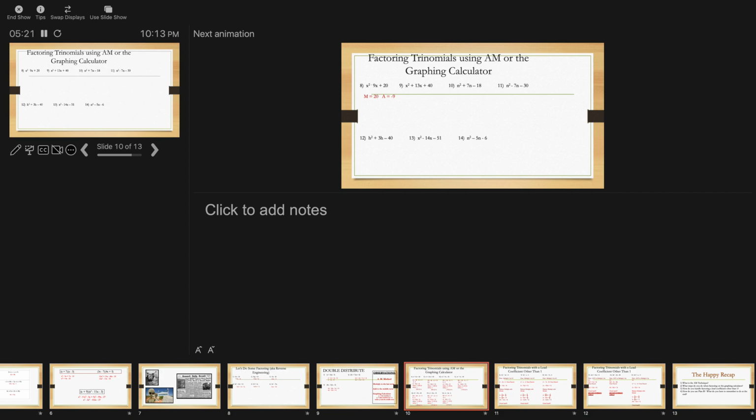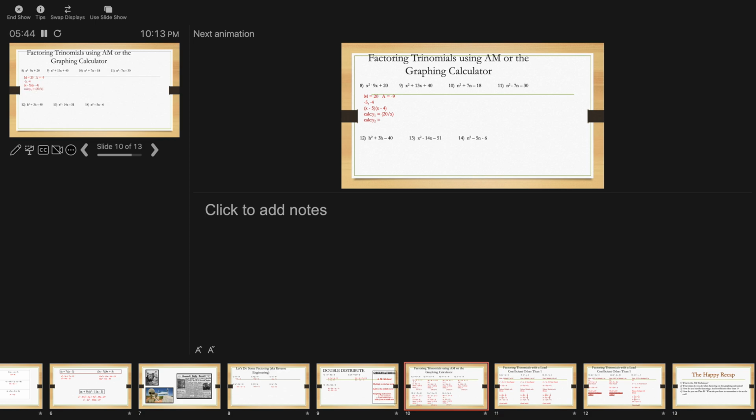Okay, so let's take a look at this here. For the first one, I need what two binomials will multiply out to this. So I'm looking for two numbers that multiply out to 20 and add up to negative 9. That would be negative 5 and negative 4. So that means my binomials are x minus 5 and x minus 4.